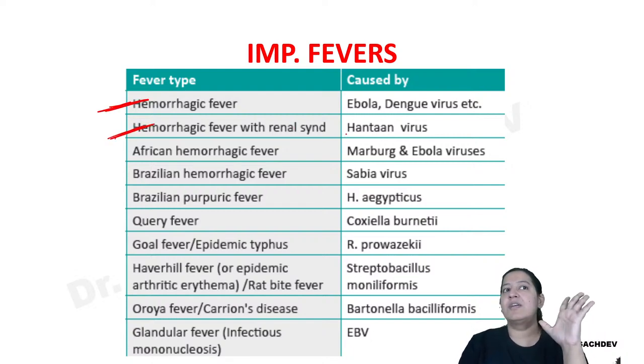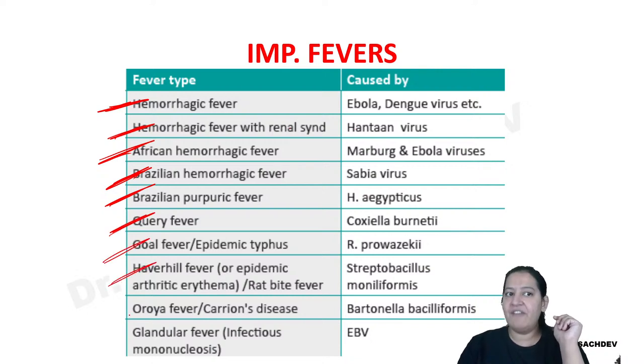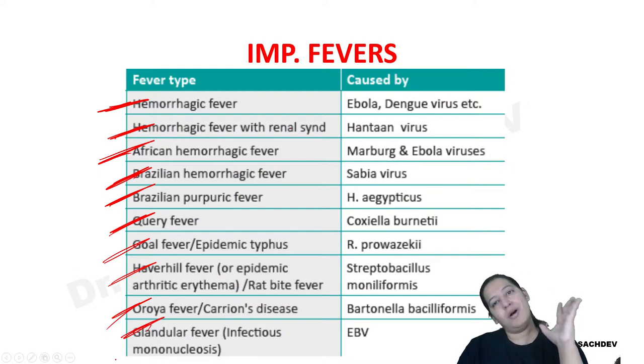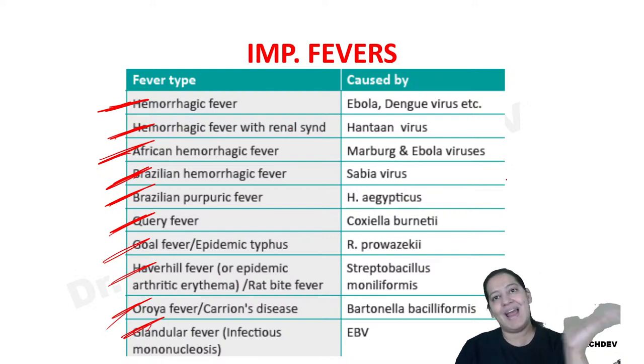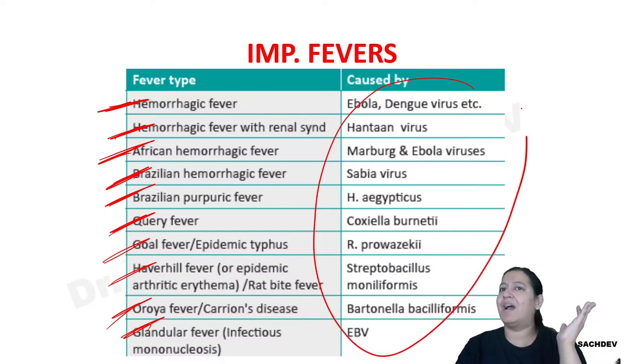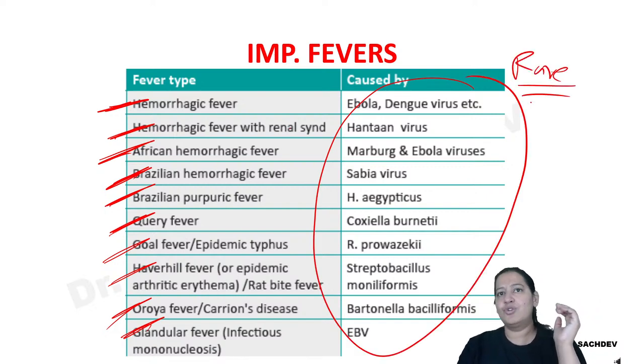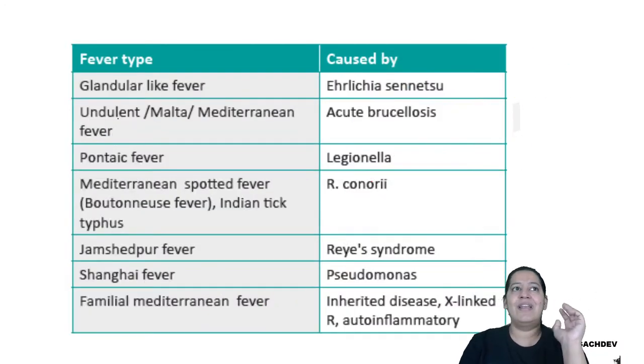हिमोरेजिक फीवर विथ रीनल सिंड्रोम, अफ्रीकन हिमोरेजिक फीवर, ब्राजीलियन हिमोरेजिक फीवर, ब्राजीलियन परप्यूरिक फीवर, क्वेरी फीवर, गोल्ड फीवर, हेवरहिल फीवर, ओरोया फीवर, ग्लैंडुलर फीवर. नाम भी सुने हैं क्या? बहुत सारों के तुमने नहीं सुने होंगे, बट यू स्टडी एंटायर माइक्रोबायोलॉजी. ये सब थोड़े एटिपिकल रेयर ऑर्गेनिज्म से होते हैं. सो यू शुड एटलीस्ट रीड द लिस्ट.